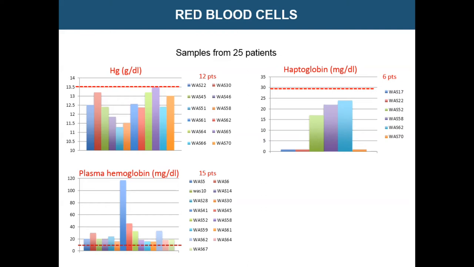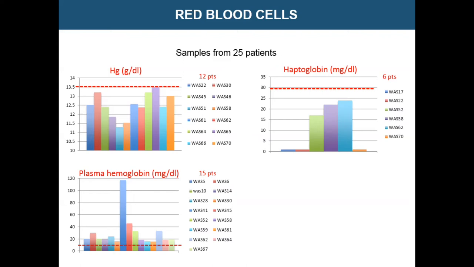And when we looked at indices of hemolysis, we saw that in several patients we actually have evidence of such occurrence. As you see, this is a series of 25 patients. 12 patients had lower than normal hemoglobin. They had reduced haptoglobin. Haptoglobin goes down when there is free hemoglobin in the blood circulation, and plasma hemoglobin was increased in 15 out of 25 patients.